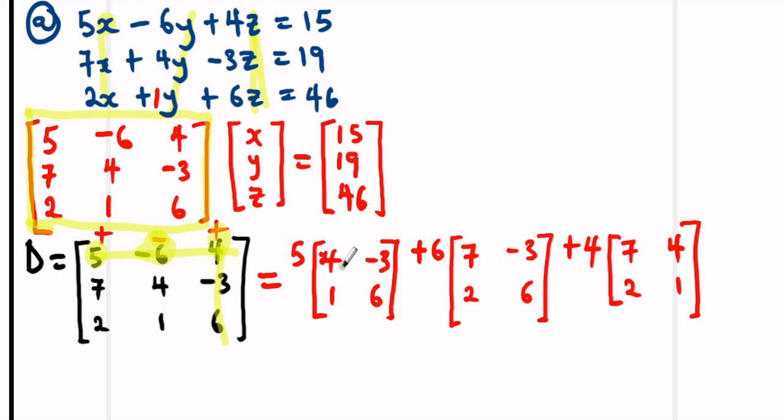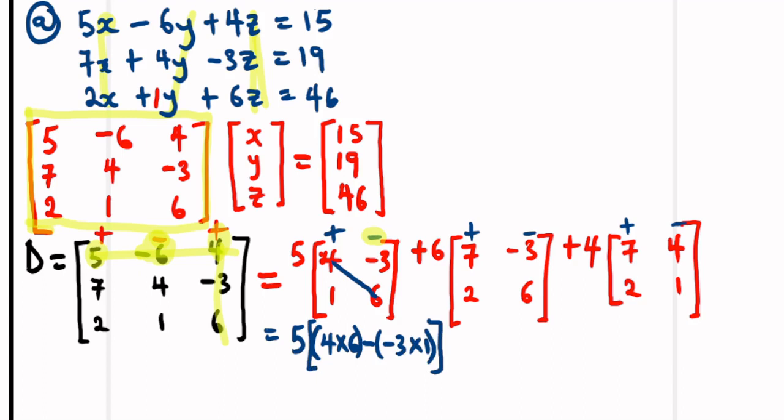Now that we have a 2 by 2 matrix for the elements with 5, 6, and 4, we have to find the determinant of each 2 by 2 matrix. Remember the signs: plus, minus, plus, minus, plus, minus. Solving for a 2 by 2 matrix, from the illustration we had earlier, we multiply the diagonals and subtract. So this is equal to 5 in a bracket. The first diagonal is 4 times 6, then remember this minus sign, we have to write it. Then minus, in a bracket so we don't make a mistake, the second diagonal is minus 3 times 1.